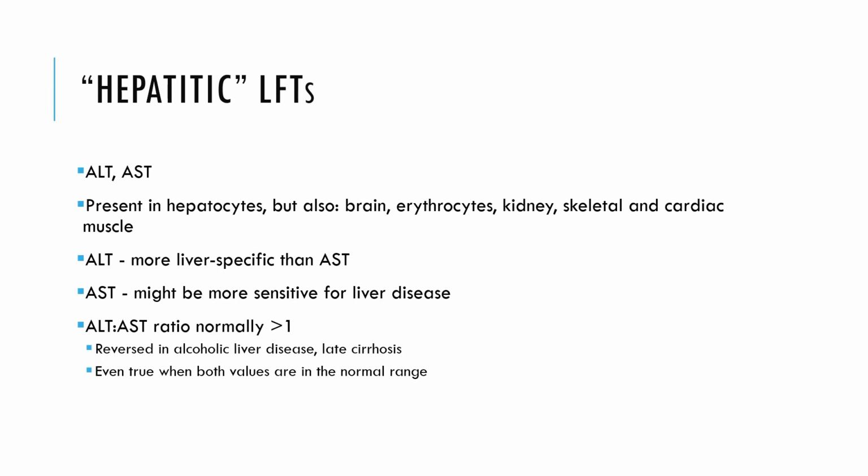The ALT to AST ratio is important. It's normally greater than 1, so ALT is normally higher than AST. However, this is reversed in alcoholic liver disease and also in late cirrhosis. And this holds true even if both values are in normal range. If AST is higher than ALT, the patient may have severe cirrhosis underlying.